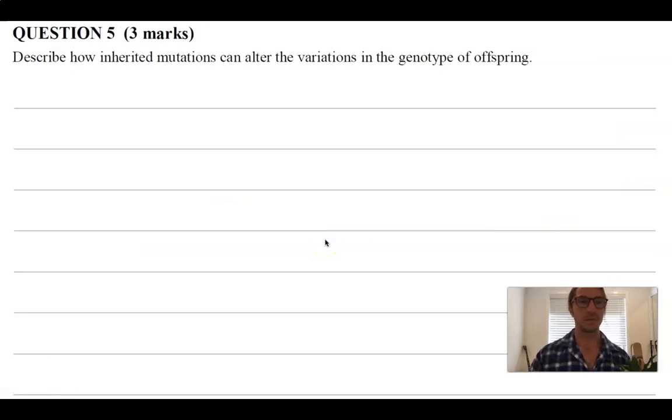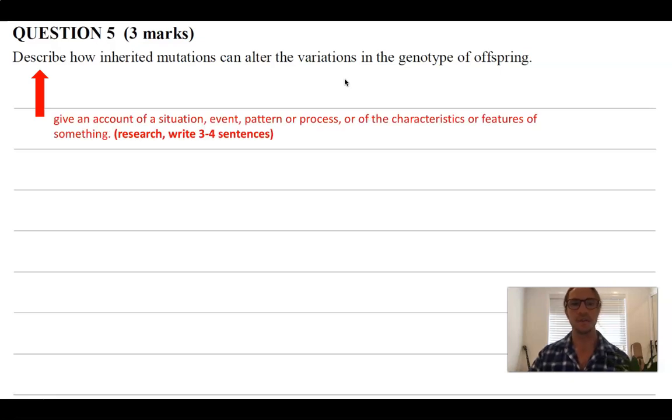Okay. Last question. Describe how inherited mutations can alter the variations in the genotype of offspring. So there's our keyword. What does describe mean according to QCAA? It means to give an account of a situation, event, pattern, or process, characteristic features of something. So define 1 to 2 sentences, describe 3 to 4 sentences, explain 5 to 8 sentences. I want you guys to research this and come up with the response. Pause the video here and show me what you get in class.